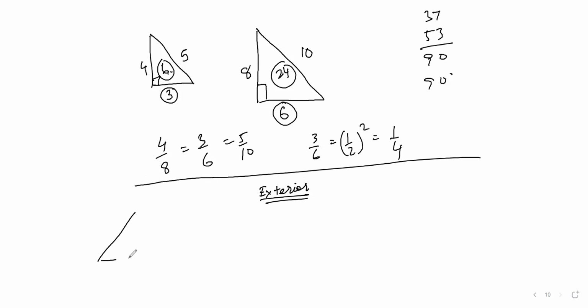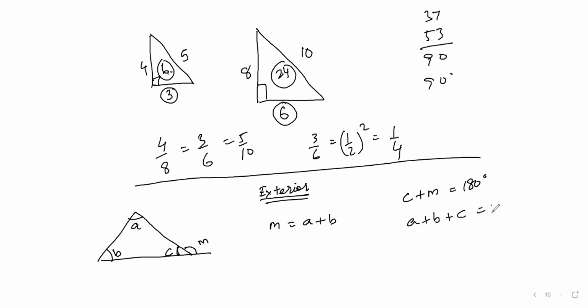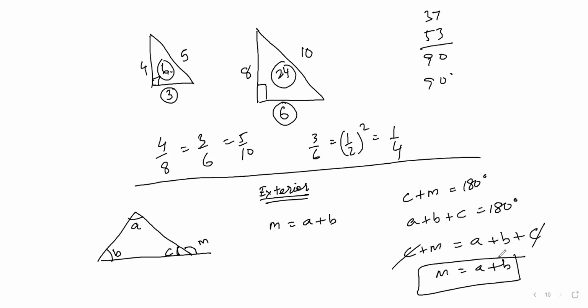If this angle is A and this angle is B, then this angle out here, let's call it M. According to the exterior angle property of a triangle, M will be equal to A plus B. And it's quite simple. If the interior angle is C, then C plus M is 180 degrees, correct? And A plus B plus C is also equal to 180 degrees. Therefore, C plus M is equal to A plus B plus C, and C cancels. So M is equal to A plus B. That's the exterior angle property.